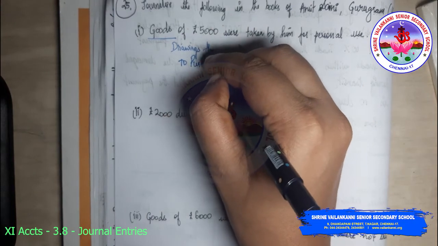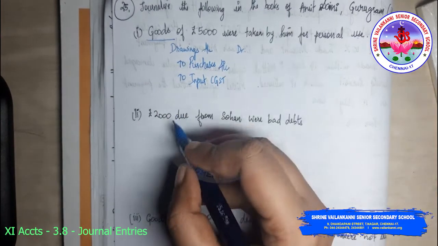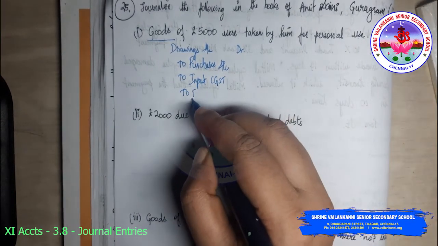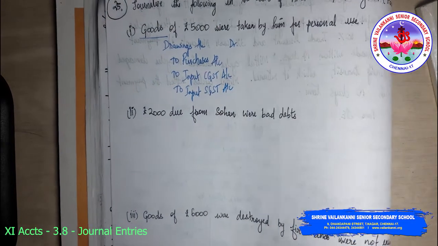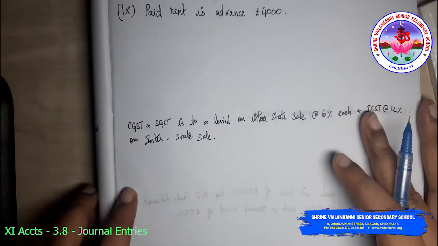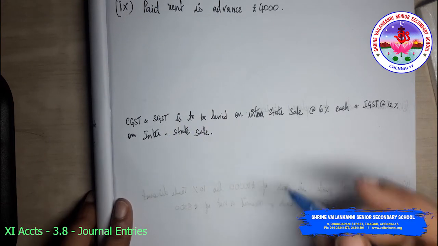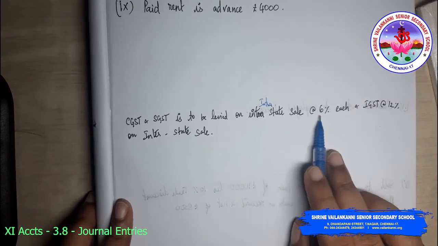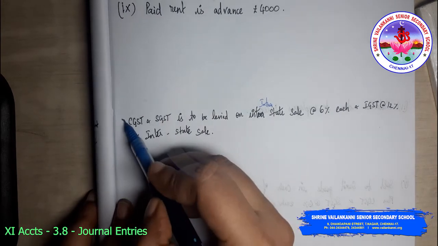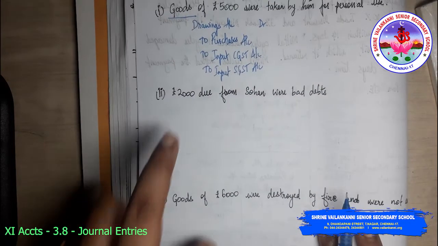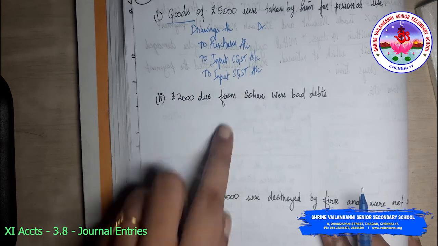So to purchases account, to input CGST and to input SGST. You may wonder, how did this input CGST and input SGST come? In the last line of the question, I've just read the question before, so just listen to this. CGST and SGST is to be levied on intrastate sales at 6% each, and IGST at 12% on interstate sales. So they have just mentioned this. So this is within state, that is intra. So input CGST account, to input SGST account. This is how you need to write it.